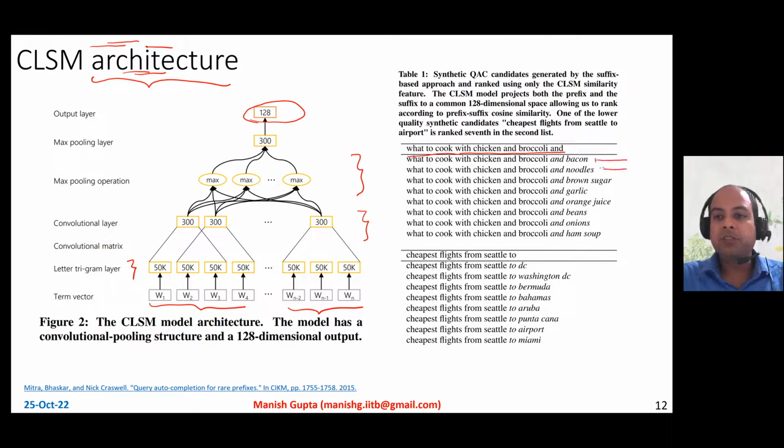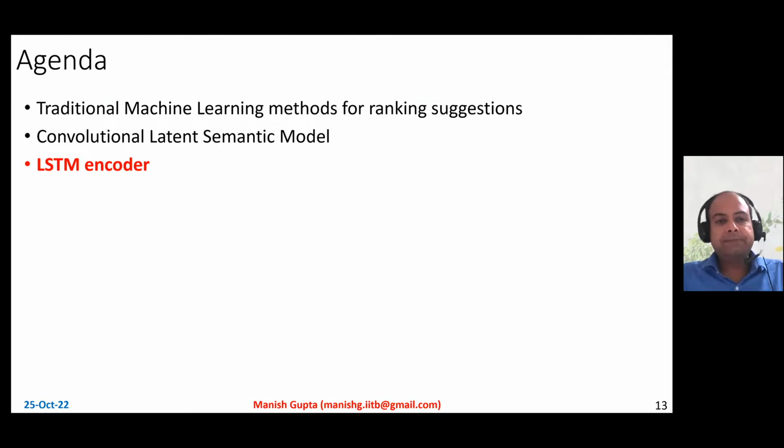So, for example, if the prefix was what to cook with children with chicken and broccoli, you would show bacon at the top, noodles, and so on. All of these make quite some good sense. They all seem to be pretty good suffixes. Similarly, if the user has typed in cheapest flights from Seattle, you would show DC, Washington, DC, Bermuda, and so on at the top. Now note that sometimes it could lead to nonsensical suggestions. For example, cheapest flights from Seattle to airport doesn't make too much sense. But if you look at it, most of these are otherwise pretty reasonable suggestions. So that was about CLSM.